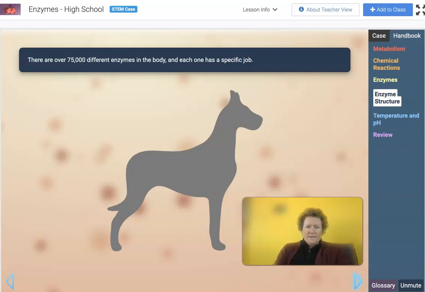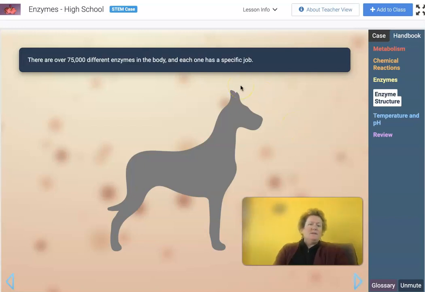We're back. This is part 2 of Enzymes, the STEM case study, where a dog is having trouble with its digestion. In our first part, we looked at enzyme reaction rates, how enzymes speed up reaction rates, and how they catalyze reactions by making them go faster. Let's look at enzyme structure now so we understand how enzymes function.